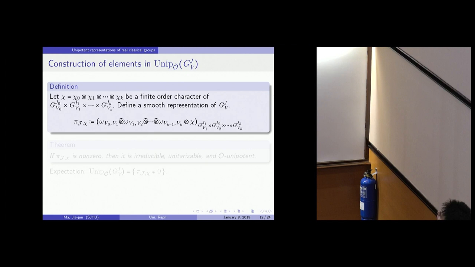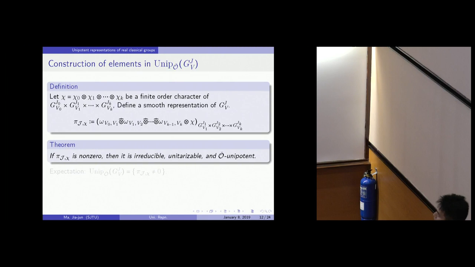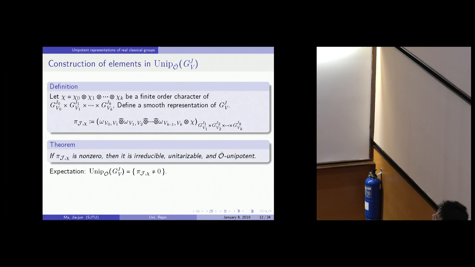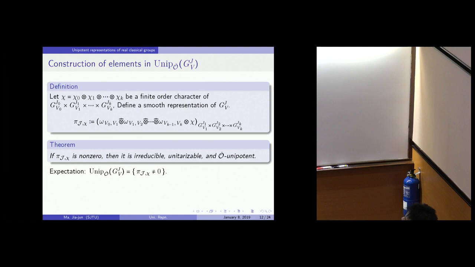which are not V0, and take the maximal co-invariant. Then you will get a representation. It's not clear whether this is non-zero or not, but if it's non-zero, then it is actually irreducible, unitarizable, and unipotent. So of course, the expectation is that at least for purely even orbits, all the representations which are weakly unipotent will be constructed in this way.